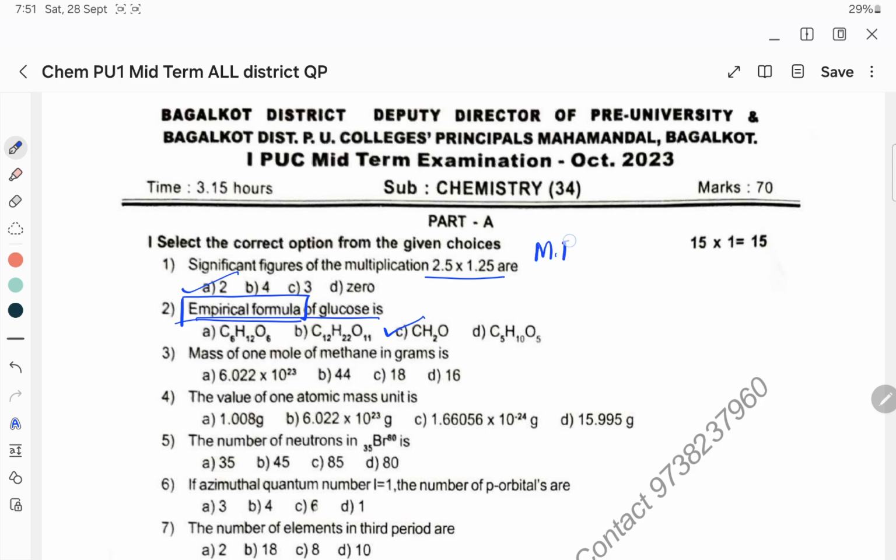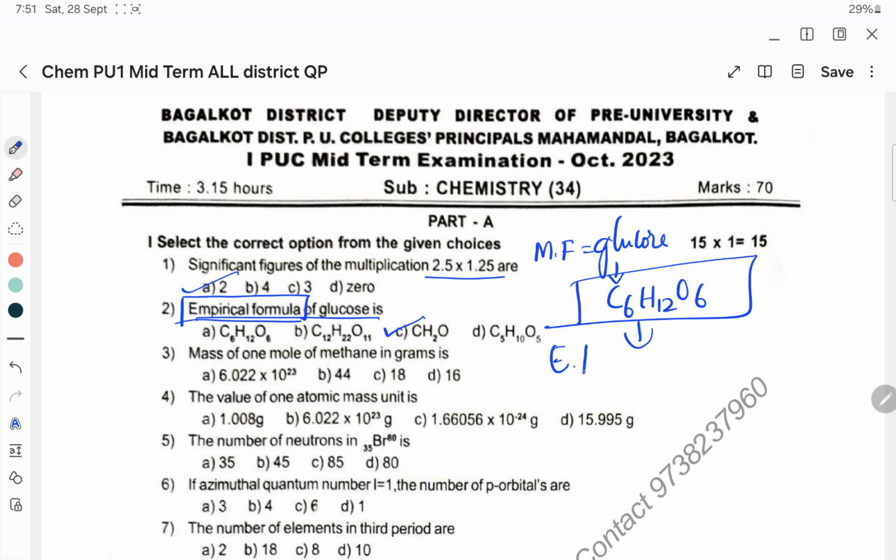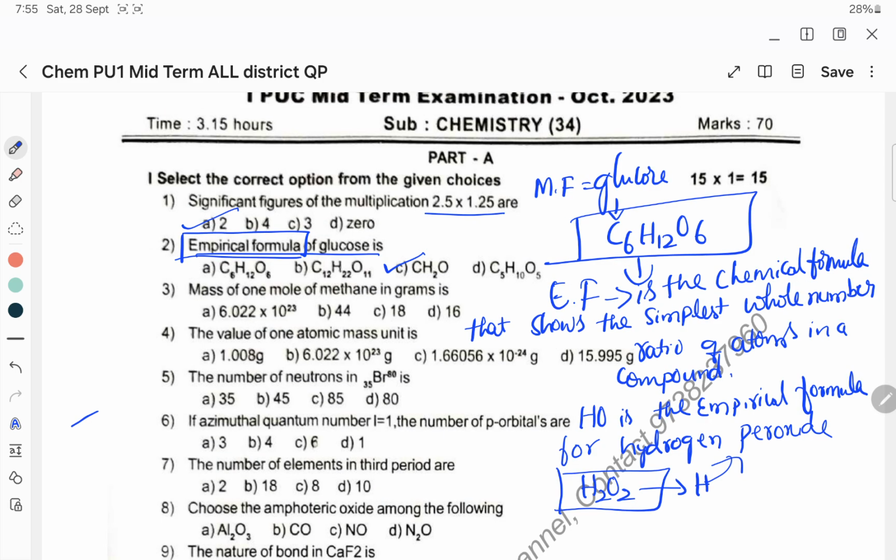First, we need to know what the molecular formula of glucose is. Okay, see, the molecular formula of glucose is C6H12O6. If you know this, you can easily write the empirical formula. Empirical formula is the chemical formula that shows the simplest whole number ratio of atoms in a compound. See, empirical formula says the simplest whole number ratio of the atoms.